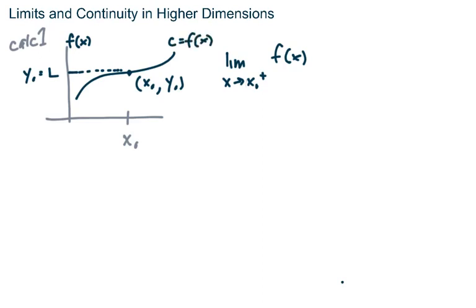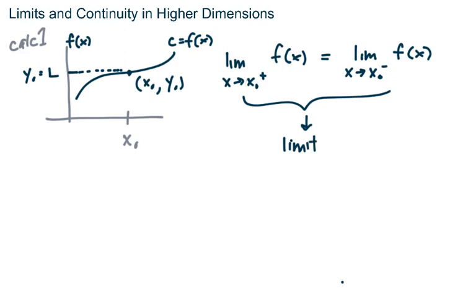So the limit as we approach that x value from the right needs to equal the limit as x approaches that x naught value from the left of that function. And if that is true, and both the left hand and the right hand limits match, we can say that the limit exists. So that's something that's really important about limits, is that the left side and the right side limits have to match. So that limit we were just looking at was in 2 space.